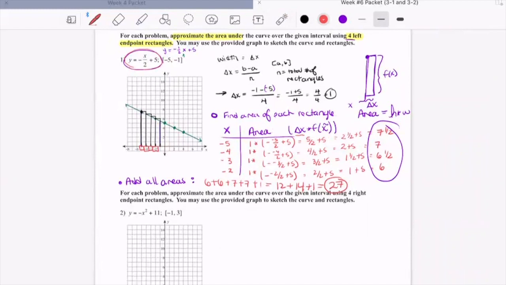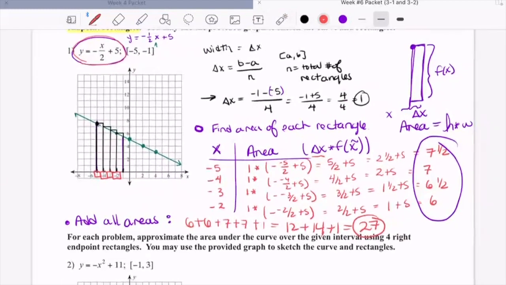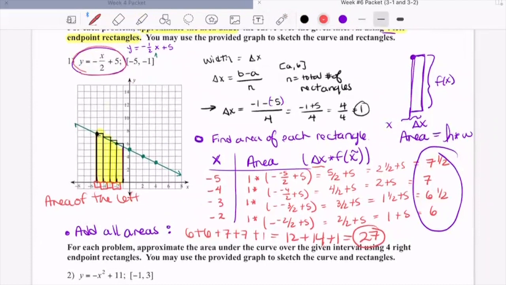So then we can estimate the total area under the curve from these rectangles. And we can say that the area of the left endpoint rectangles is 27. And we're not given a unit measurement here, so we could just say 27 units squared.